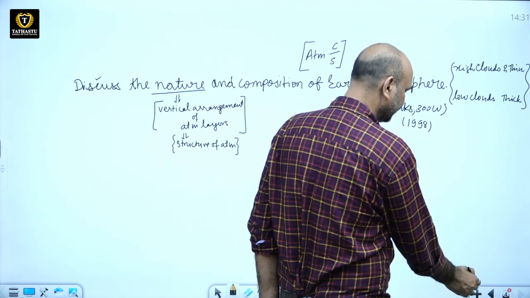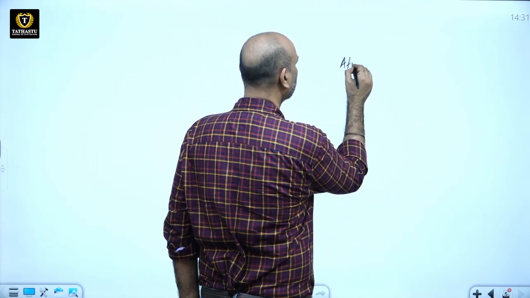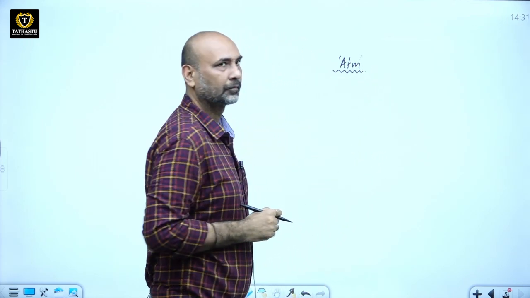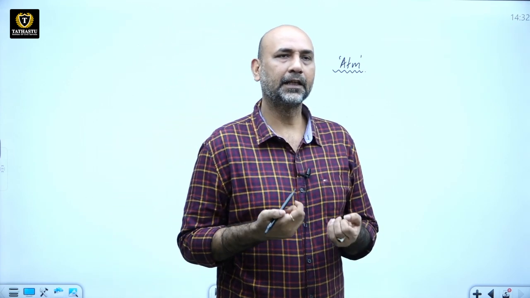Shall I go ahead? Now, first we have to define atmosphere. So write down, atmosphere is gaseous sphere of Earth. Atmosphere is gaseous sphere of Earth. Covering Earth's surface.